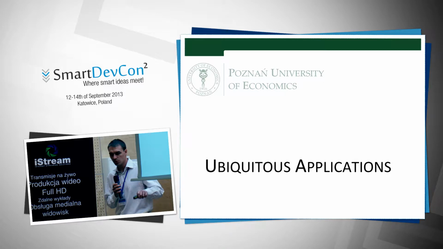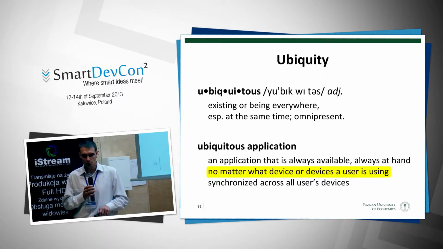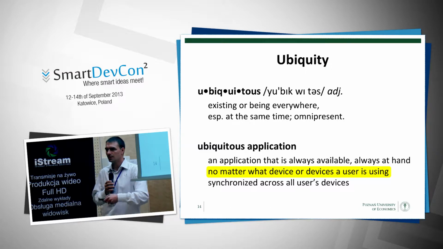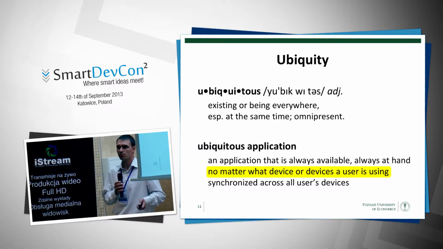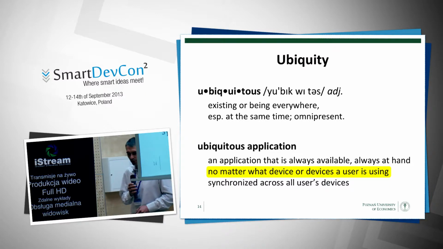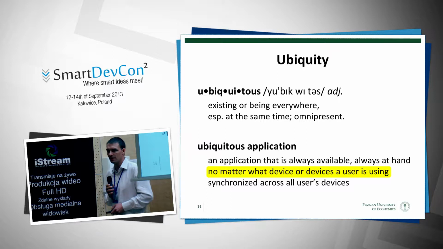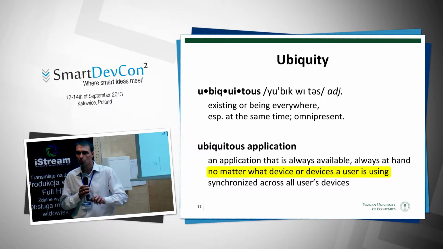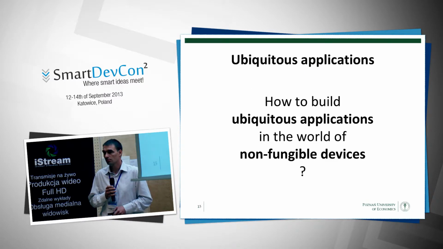The second term I want to talk about is ubiquitous applications, where ubiquity means that something is available every time, everywhere, is omnipresent. So a ubiquitous application is an application which is always available to a user and provides the functionality no matter which device is used by the user, possibly synchronized across all devices. So it's a little bit more than just a cross-platform application. So the question is how to build such ubiquitous applications in the world of non-fungible devices.